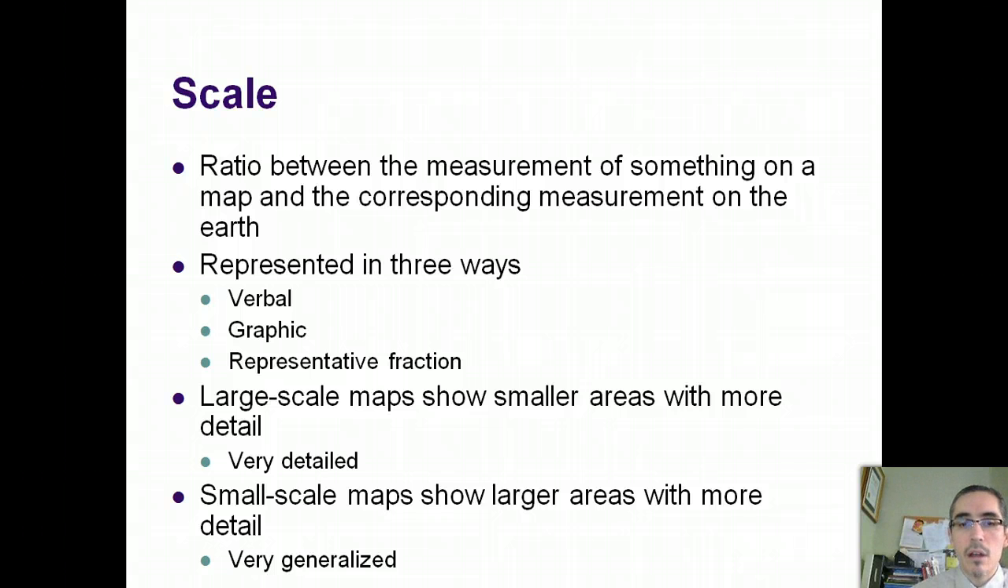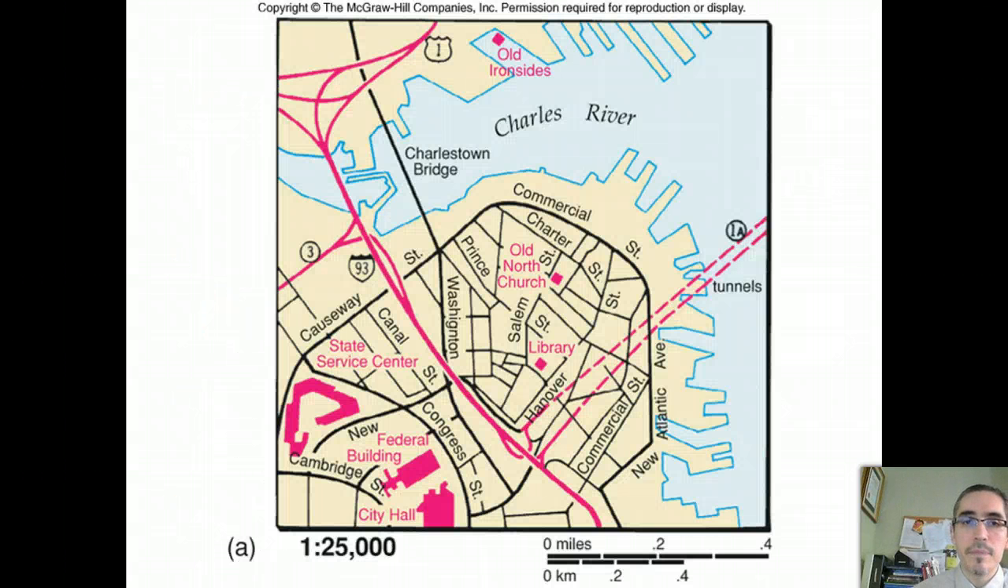When we talk about large-scale maps, we mean maps that show a relatively small area or small extent, but with a lot of detail. A small-scale map, by contrast, is a map that has a large extent, covers a very large area, but of course has a lot less detail because it's not so zoomed in.